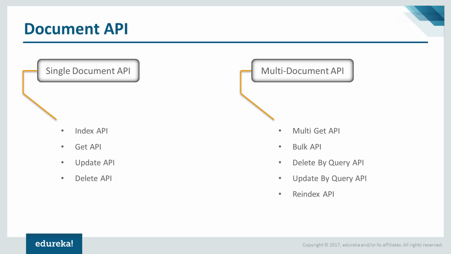So let's see what document APIs are. They are further categorized into two types: single document API and multiple document API. Index API, get API, update, and delete are the four APIs which come as single document APIs. If you want to perform an operation on a single document, you make use of these APIs for querying. If you want to query across multiple documents, we make use of the multiple document API, like multi-get API and bulk API, if you want to bulk delete, do a bulk update, or do re-indexing. These are some of the queries which are implemented across bulk.